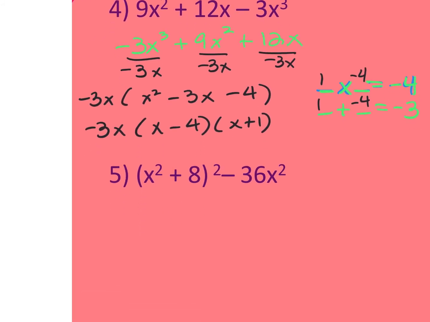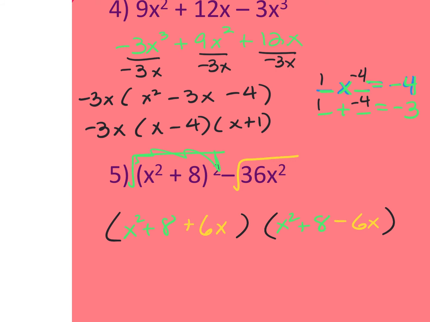At first glance, you may think, what is that thing? This is actually the difference of two squares. So all I need to do is square root each one. Square rooting a square cancels it. So in my first spot of my binomial, I'm just putting x squared plus 8, because that's the square root of x squared plus 8 squared. Then I'm going to square root the 36x squared, and that gives me 6x. One gets a plus sign, one gets a minus.